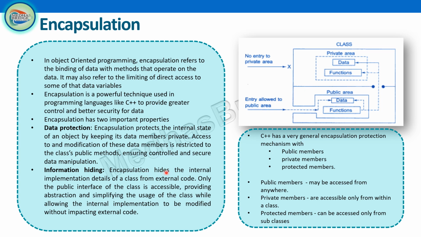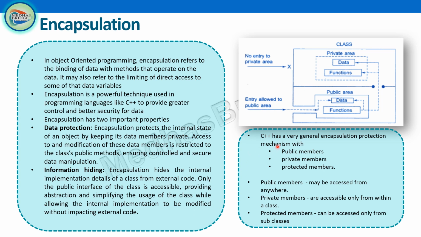Encapsulation hides the internal implementation details of a class from external code. Only the public interface of the class is accessible, providing abstraction and simplifying the usage of the class while allowing the internal implementation to be modified without impacting external code.